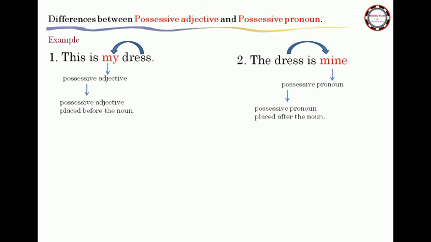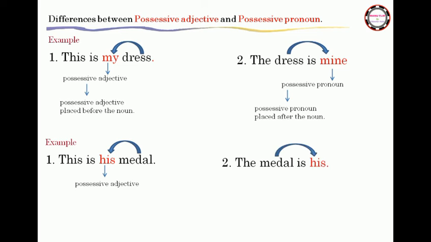One more example, observe carefully. This is his maiden. Here the adjective is before the noun, so it is a possessive adjective. The maiden is his. In this sentence, the pronoun is after the noun, so it is a possessive pronoun. Recap on this.